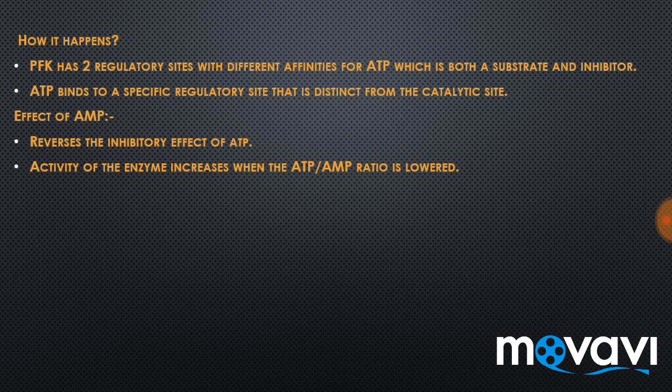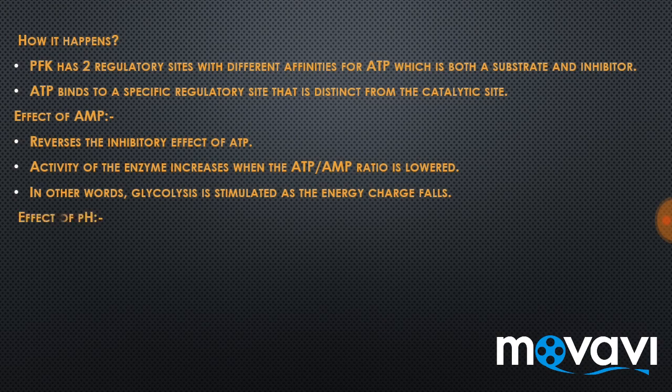Activity of the enzyme increases when the ATP to AMP ratio is lowered. When AMP is more and ATP is less, it simply means the ratio is lower. And what more we can say is that glycolysis is stimulated as the energy charge falls. So when there is more AMP, the charge is less. Why? Because ATP is replaced by AMP, and the phosphate groups have been lost. So charge is less, so glycolysis is stimulated.